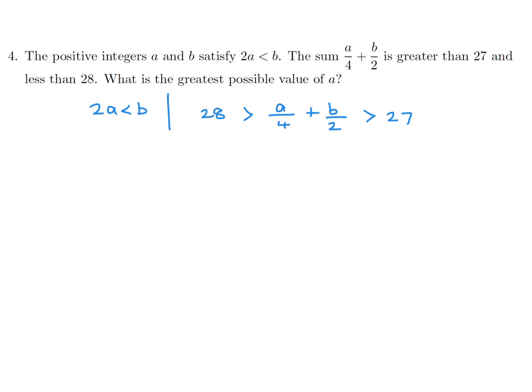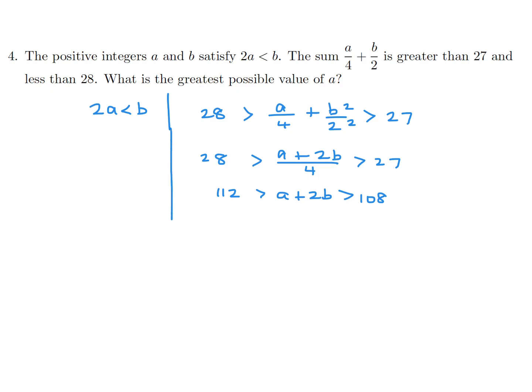So let's get rid of this fraction here. First, multiply top and bottom by 2. That'll give me a plus 2b over 4. And then I will multiply everything by 4 to get rid of that fraction. And when I do, I think I'll get 112, a plus 2b. And on this side, I get 108. Yeah, 108. Okay, where do I go from here?